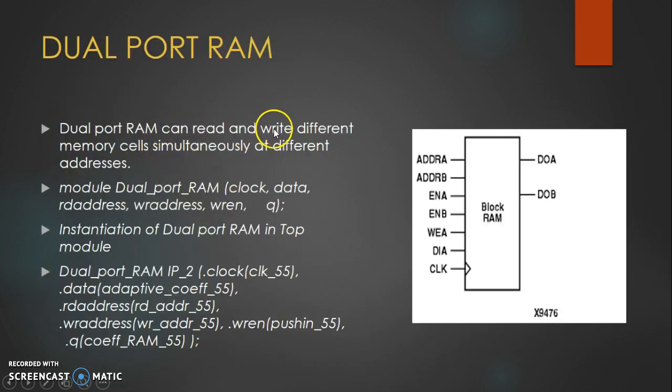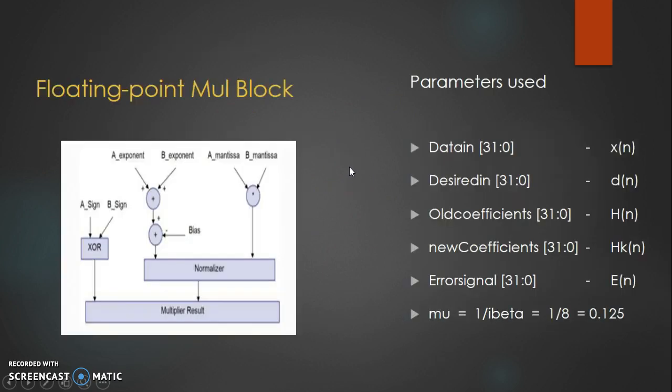And the next module would be dual port RAM. I use this dual port RAM so that it can read and write the memory cell simultaneously at different times, as I'm getting my signal plus noise, which is X of n, and my desired signal D of n from the MATLAB. I store them in the RAM so that my dual port RAM can access those values at any instant of time. And I use the Altera's dual port IP, as you can see here, for my dual port RAM. And the next module would be a floating point multiplier block.